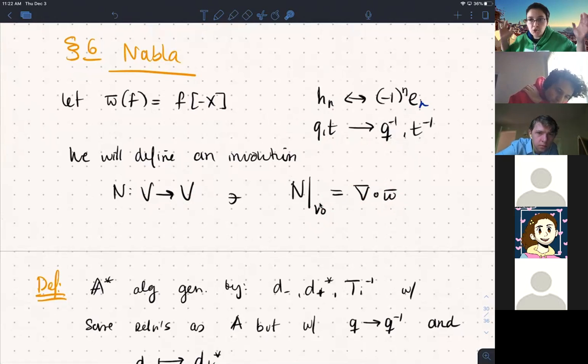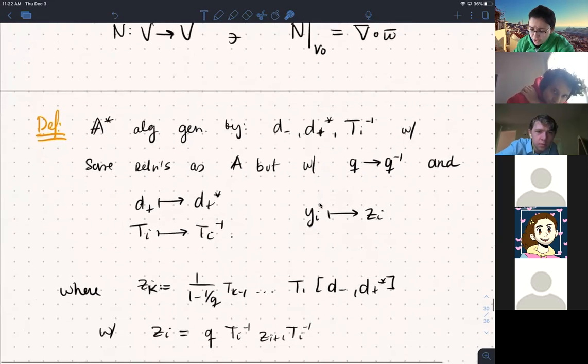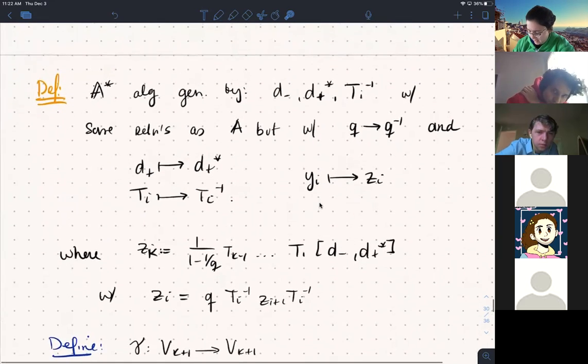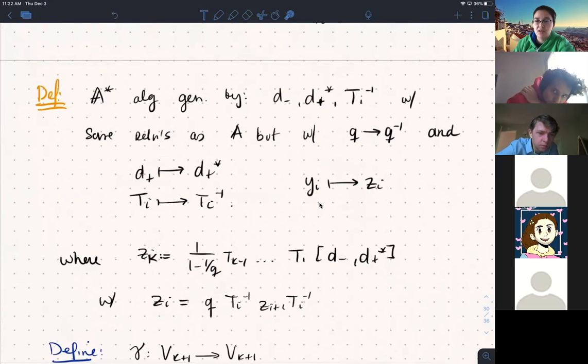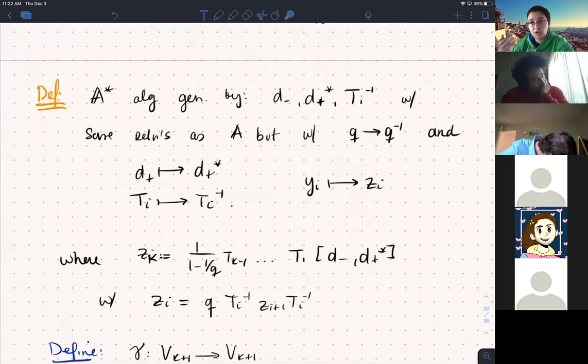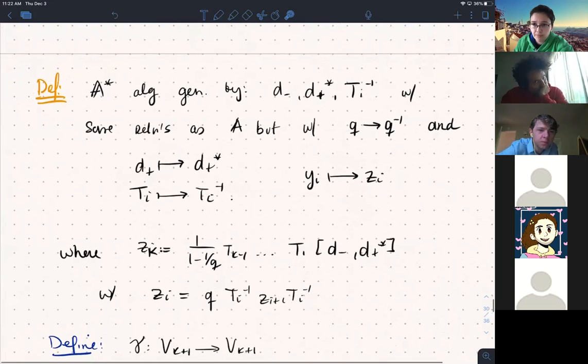So it's almost nabla, good enough for us, as we'll see. So how do we go about defining such an involution? In order to do that, we need to define this structure that we can think of as an adjoint structure, or a conjugate structure really is what I should be saying, to this algebra A that we talked about before.